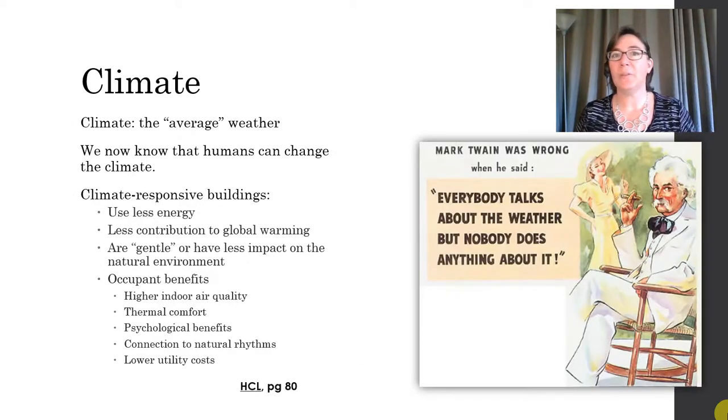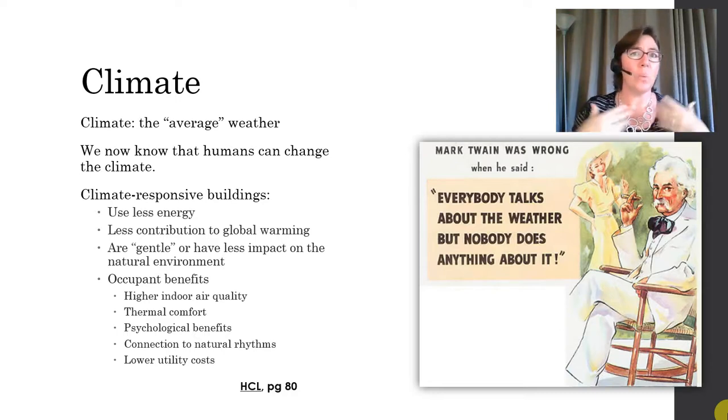Climate can be loosely defined as your average weather patterns. Weather is what happens every day, climate is what happens year after year. It used to be thought that climate was permanent, that we couldn't do anything about it, but we now know that humans can change the climate. Mark Twain was wrong when he said, everyone talks about the weather, but nobody does anything about it. Unfortunately, humans have now done something about it.